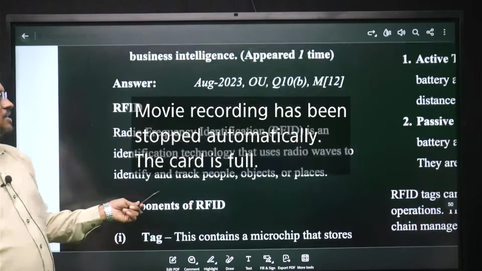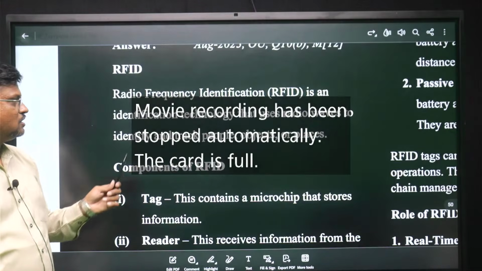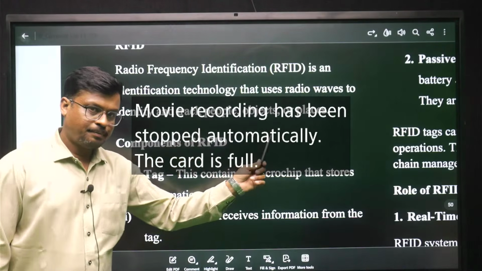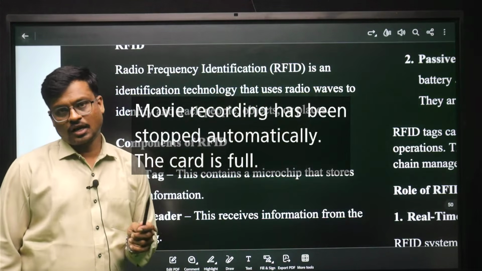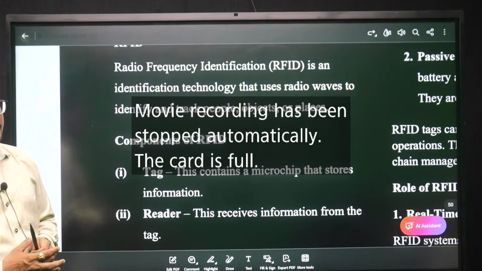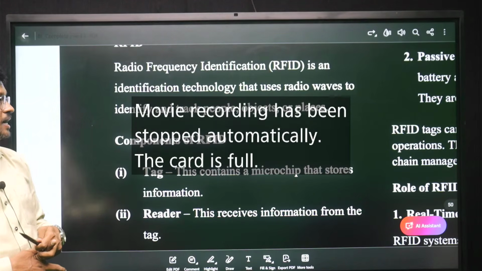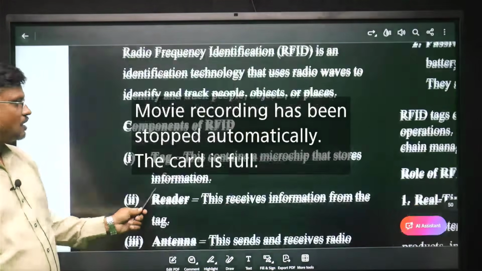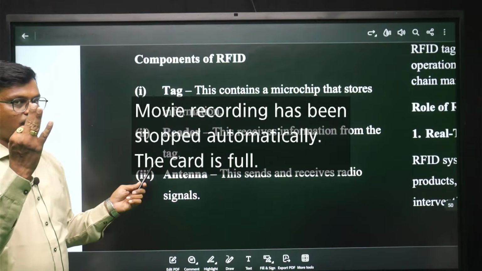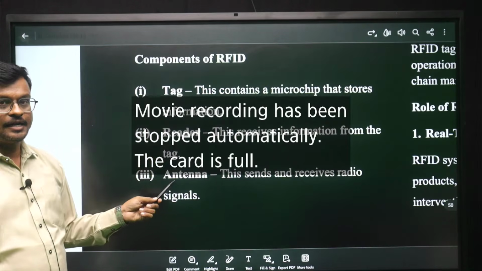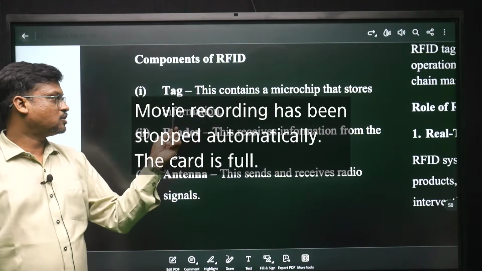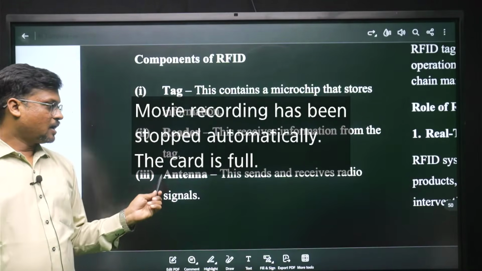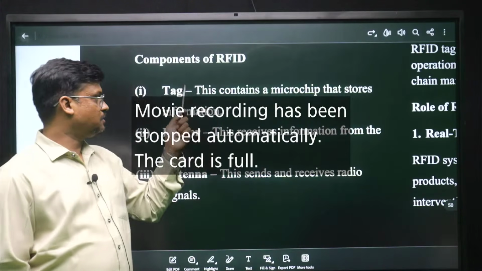RFID stands for radio frequency identification, which is an identification technology that uses radio waves to identify and track people, objects, or places. Components of RFID: we have three important components, tag, reader, and antenna. The tag contains a microchip that stores information. The reader receives the information from the tag. The antenna sends and receives the radio signals between the tag and reader.